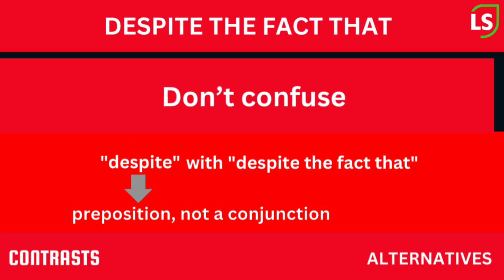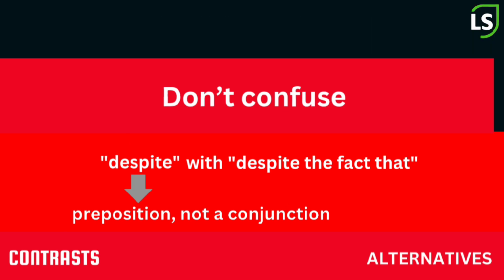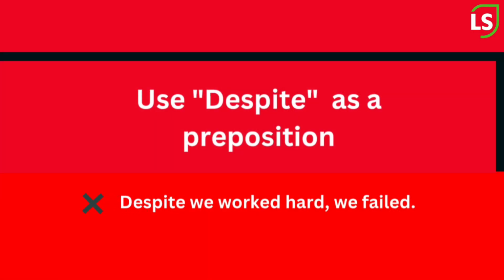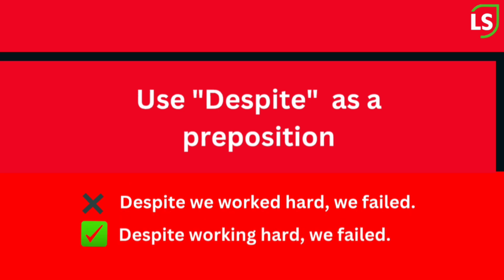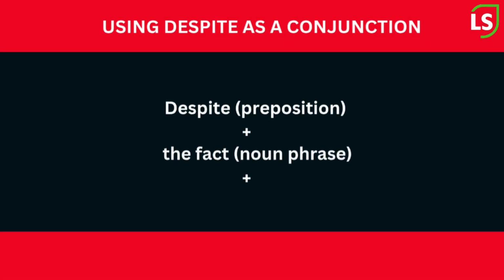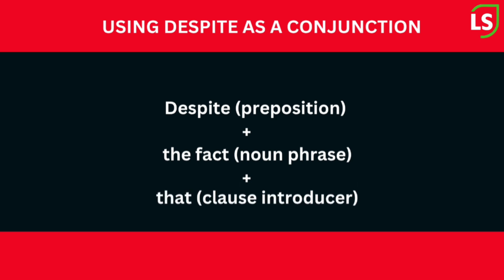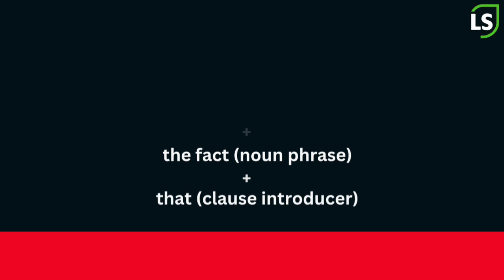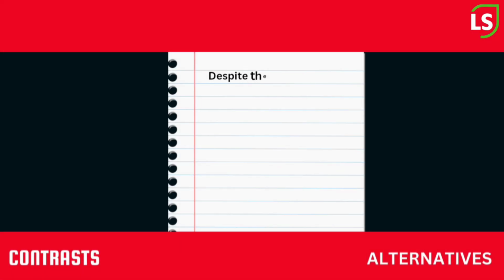Despite is a preposition, not a conjunction, so it cannot directly introduce a clause. It will be incorrect to say, despite we worked hard, we failed. In this case, the correct version will be, despite working hard, we failed. Gerund form, simple sentence. However, to make the sentence a complex one, we add the fact that to connect it with a full clause. So, despite, preposition, plus the fact, noun phrase, plus that, clause introducer. Example sentence. Despite the fact that it was raining, we went for a walk.